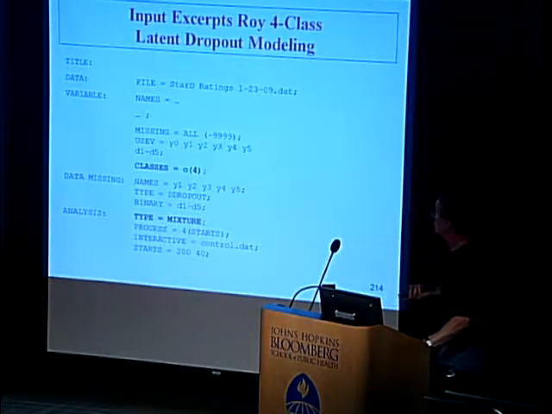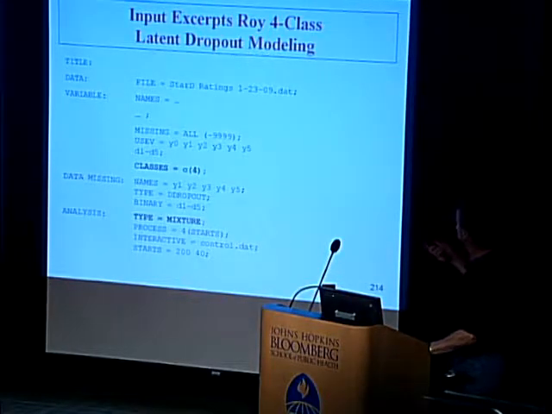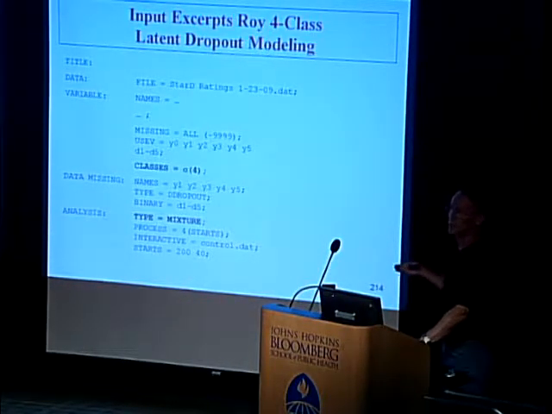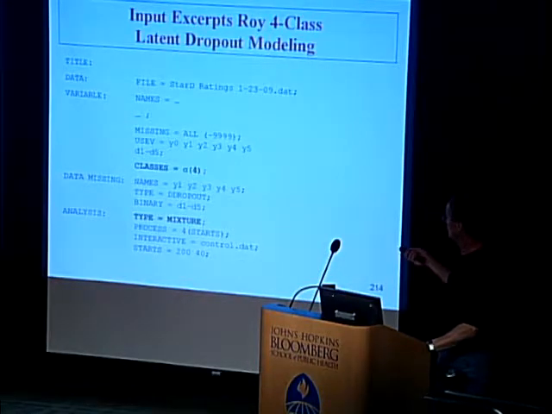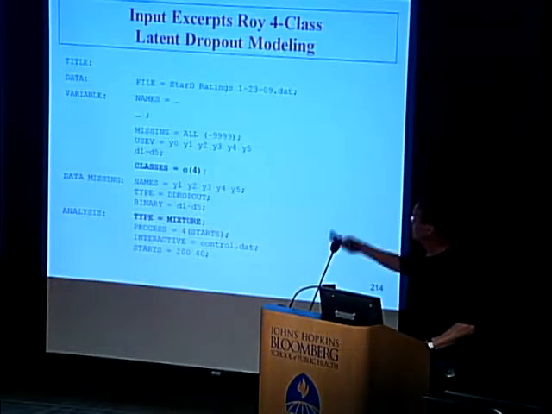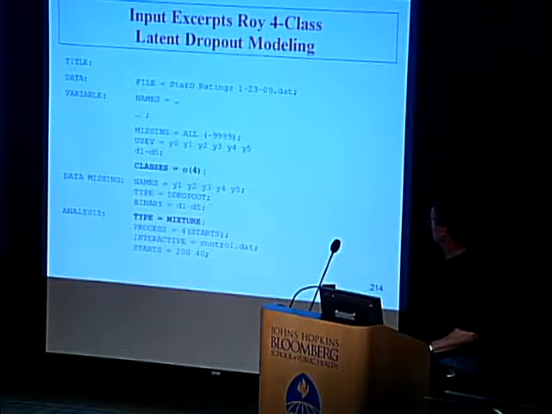Here, for completeness, I also give the Roy 4-class latent dropout model, but again, it belongs better in the August treatment where we know about mixture modeling. But it turns out that the 4-class model fits much better than working with all 6 possible dropout patterns in the conventional pattern mixture model.